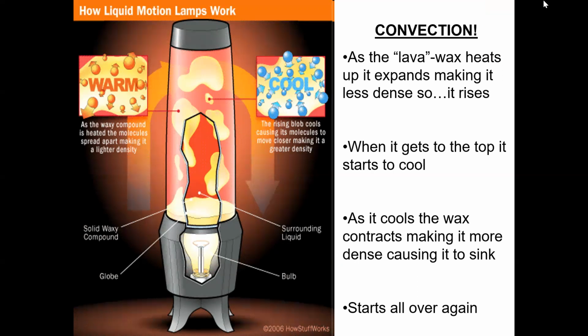Wax heats up, but what you should remember from September, maybe early October this year, is when you heat something up, the molecules spread out, they expand, making it less dense. We already know that less dense things float. Then just like you said, when it gets to the top, it starts to cool. Then again, from the beginning of the school year, as it cools, it contracts, meaning it kind of huddles together, making it more dense. And then the process starts all over again.